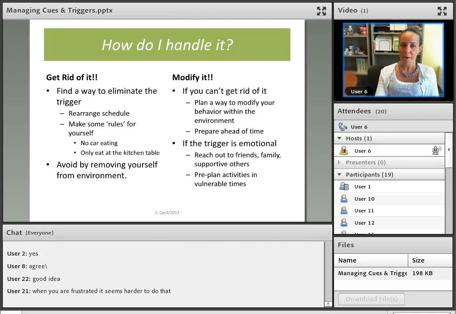So again, once you identify that you're physically hungry, the way I think about it is you sort of have two ways to go. You can eat something good or eat something bad.